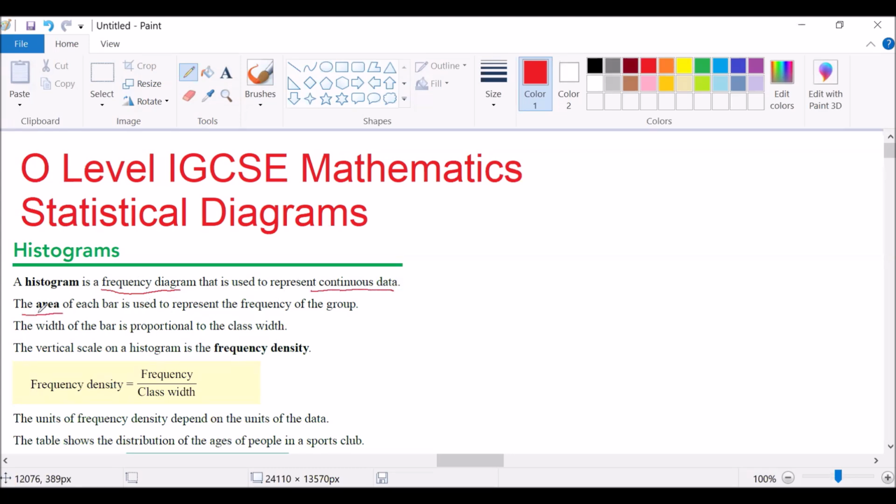The area of each bar is used to represent the frequency of the group. The width of the bar is proportional to the class width. The vertical scale, which is the Y scale, is the frequency density. We calculate frequency density as frequency over class width. The units of the frequency density depend on the units of the data.